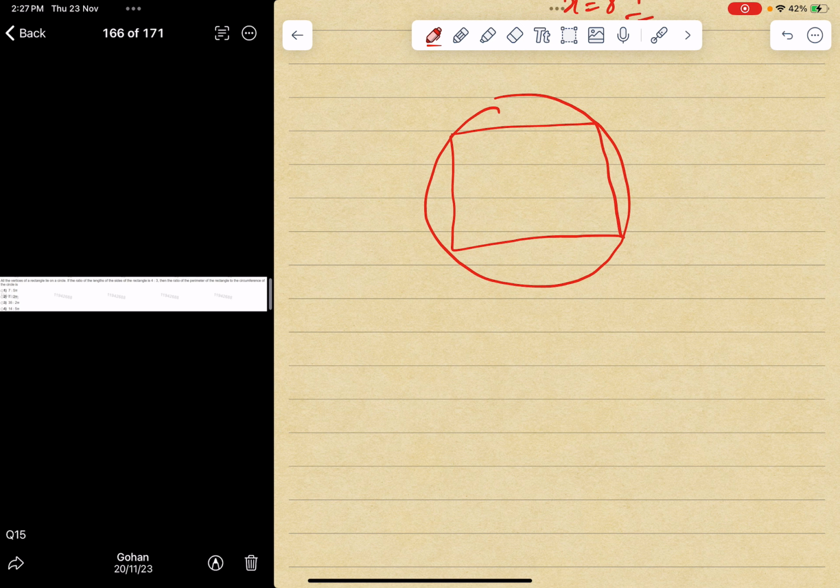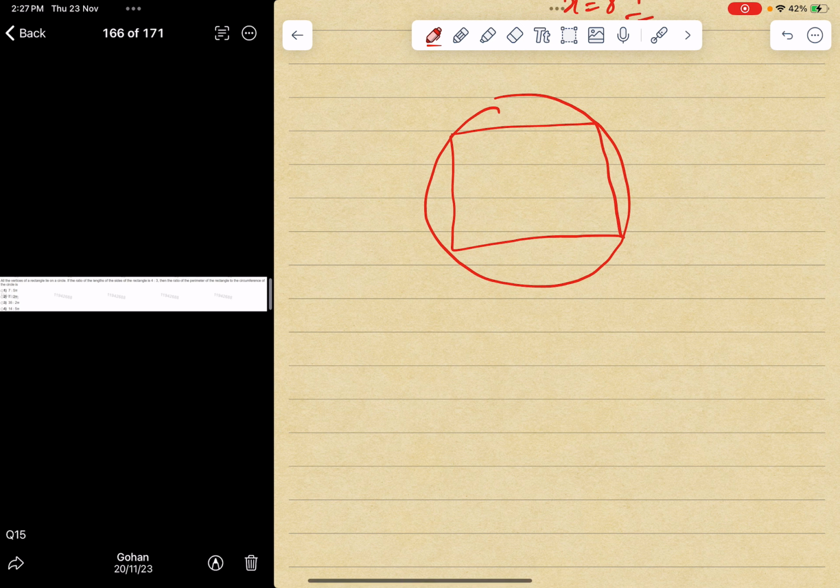If the ratio of the length of the sides of the rectangle is 4:3, okay, so length to breadth. Find the ratio of the perimeter of the rectangle to the circumference of the circle. Okay, so this is 4, this is 3. Okay, so we know that this is a 90-degree angle, so this has to be a diameter. Okay, so this has to pass through the diameter.